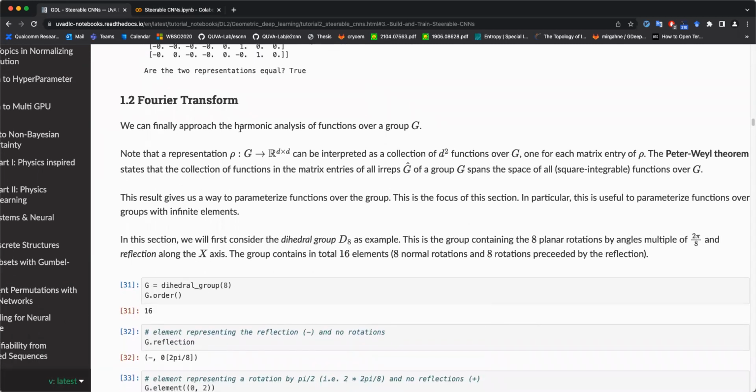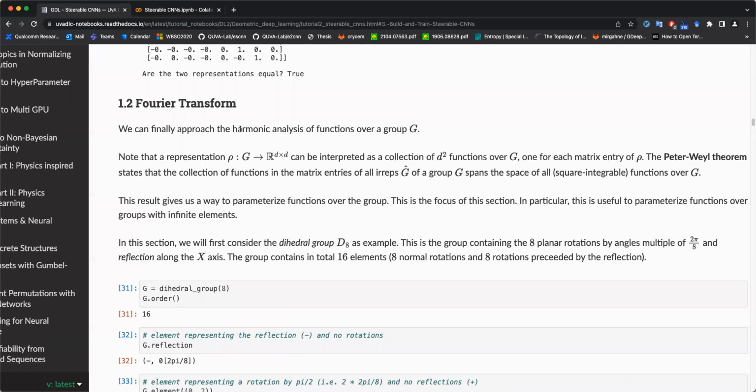Okay, so let me first spend 2 words about the Fourier transform. We talked about before the space of functions on the group, and we said this is a vector space, right? And if you recall from your course on linear algebra, you can pick arbitrary choices of basis for a vector space. So if you have a vector space of dimension D, you can apply any change of basis, right? And now you have a new way to parameterize vectors in this vector space.